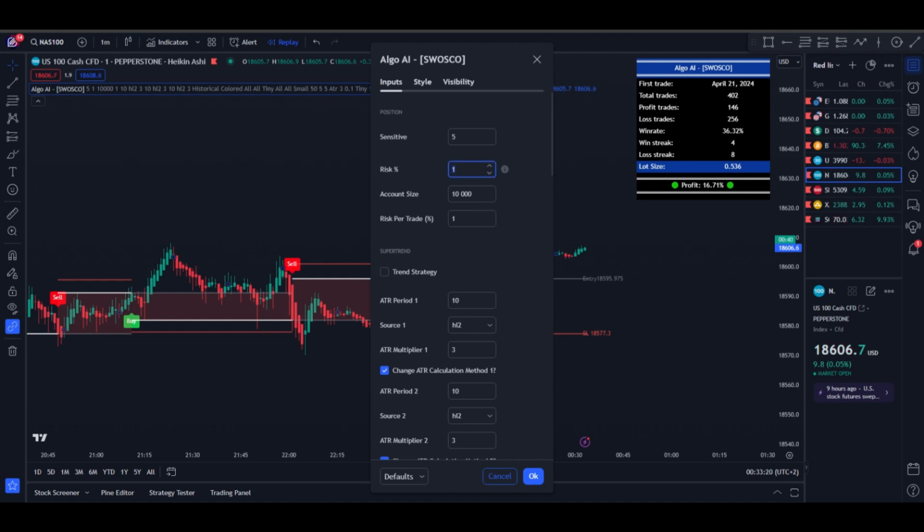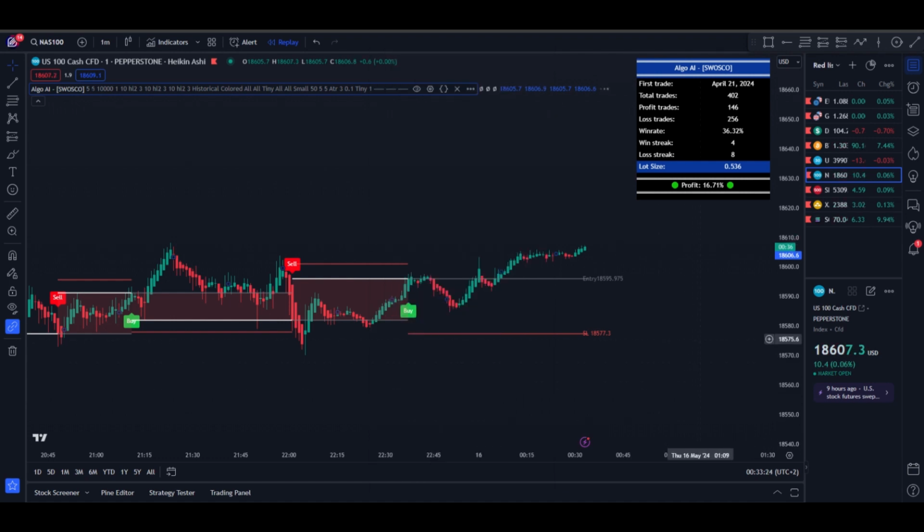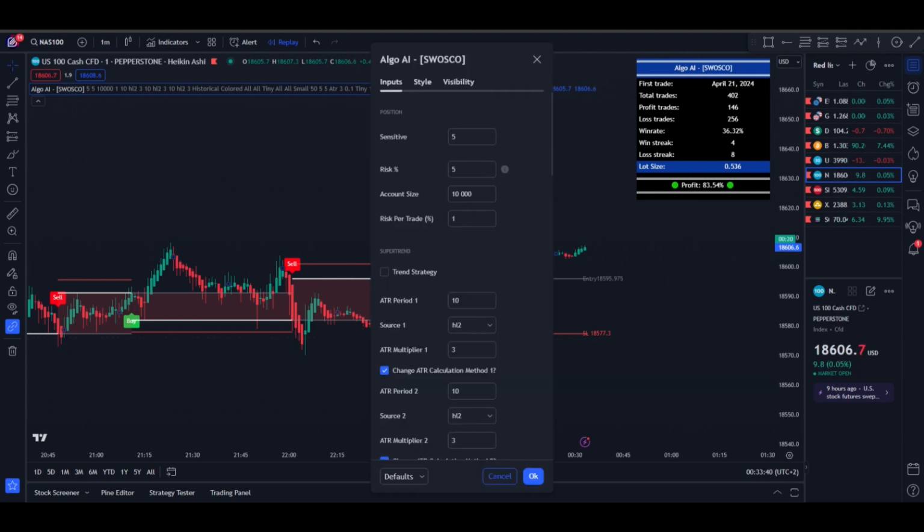Moving on, the risk percent is only used to calculate the profit shown on the table, so you don't need to pay it much attention. Account size is pretty self-explanatory. You just need to type in your account balance. It's important that you do that so that the indicator can give you an accurate lot size. Risk per trade is also used to calculate your lot size, so make sure you put whatever percent you want to risk. We advise to use 0.5% risk.